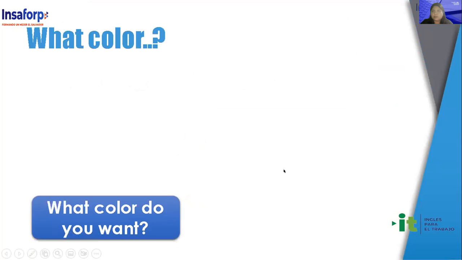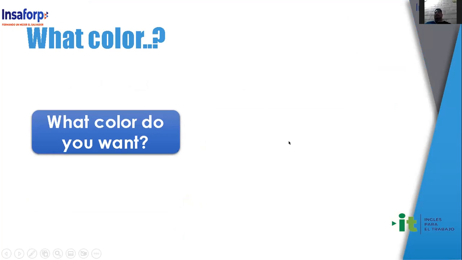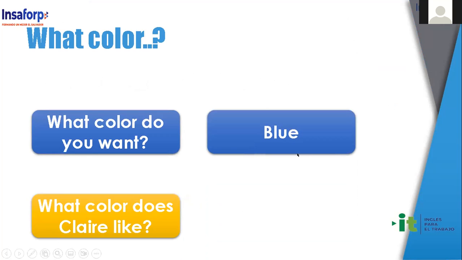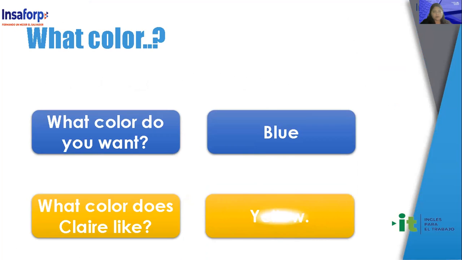See, what color? Help me with this one, Leonel. Blue. What color do you want? Blue. Okay. What color does Clare like? Yellow. Okay. Miren acá, también vemos la estructura double H y tenemos un sustantivo y después un verbo auxiliar. What color do you want? ¿Qué color? Bien.